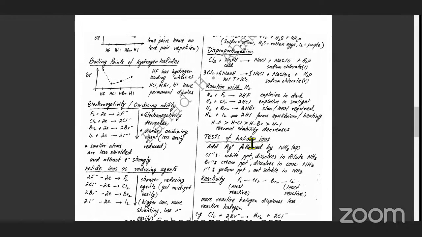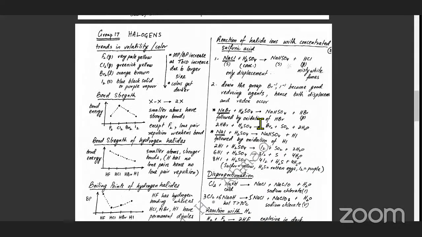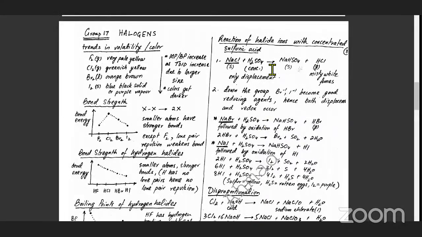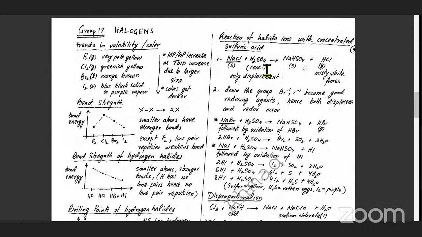So in this inorganic topic, you have to remember what happens with I minus one and this specific group 17 reaction. You get the reaction of halide ions with concentrated sulfuric acid. Sulfuric acid is a good oxidizing agent. So Cl minus one does not undergo oxidation, only displacement happens. No oxidation reaction happens because Cl minus one doesn't really like to lose electrons because it's a small ion and it attracts its electrons very strongly.